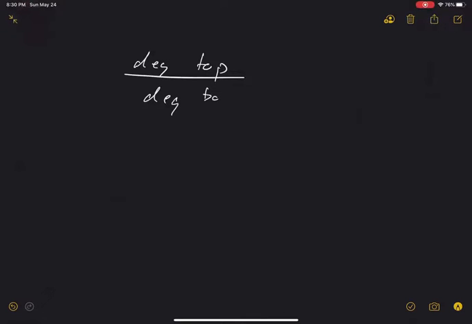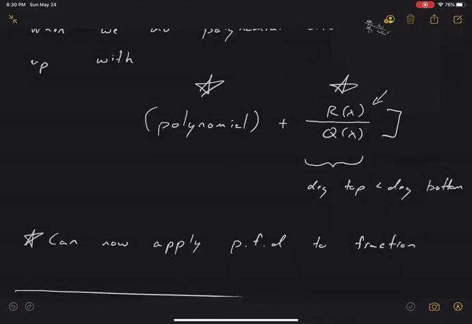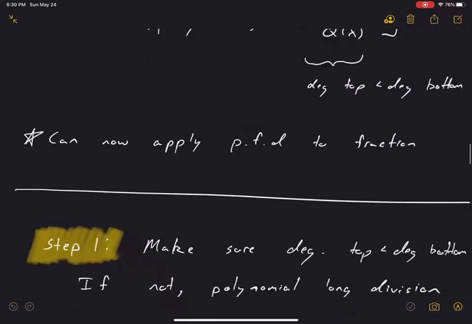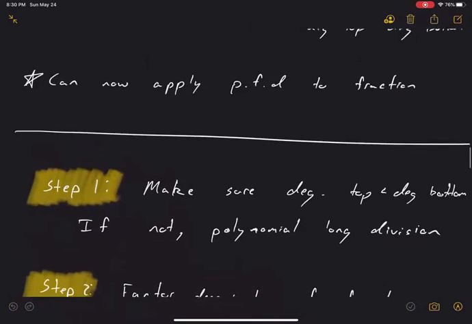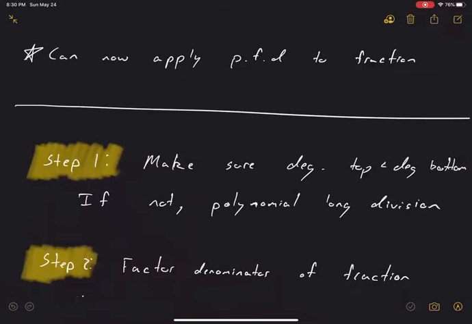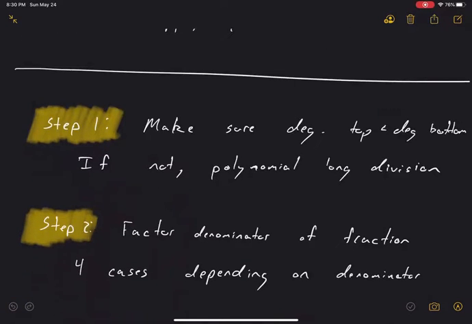Okay. All right. So if that's not the case, if the degree of top is less than the degree of bottom, then we don't even have to do that division step. We skip right to the partial fractions. So I'll write out the steps for this partial fraction section as we go, and then I'll collect them all at the end.